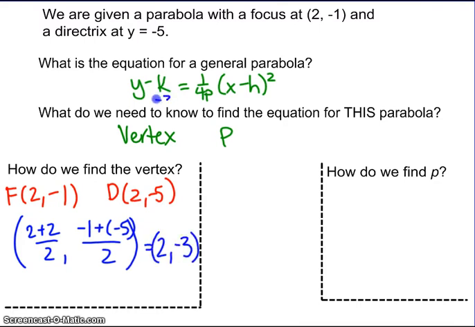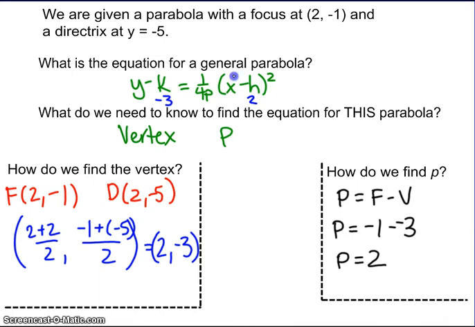So I know that -3 is going to go in for k, and 2 is going to go in for h. The only thing I need now is p. P is going to be the distance from the focus to the vertex. So we can subtract these y values. Notice that the x value for the focus and the vertex are the same. If I subtract those, I just get 0. We know the distance is not going to be 0. So the y value of the focus is -1, and the y value of the vertex is -3. So -1 plus 3 is 2. So we have a p value of 2.